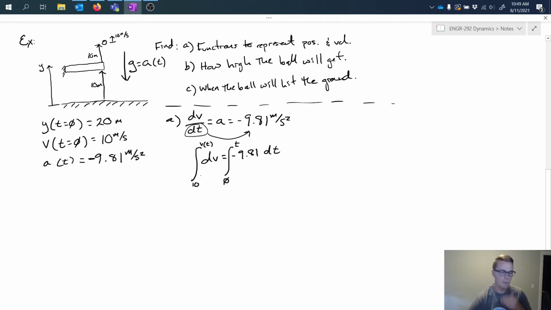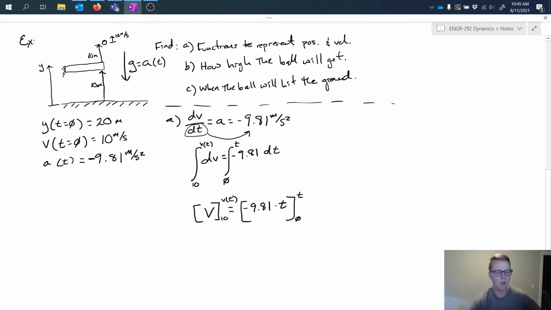So the left-hand side, the integral of dv with respect to v is just v. And on the right-hand side, the integration of negative 9.81, that's just a constant, move that out front. So the integration of dt with respect to t is just t. Now we have to bring our limits in here, so we're going to evaluate each of these with respect to their limits. I'm writing this by just putting brackets around and then providing the lower and upper limits.